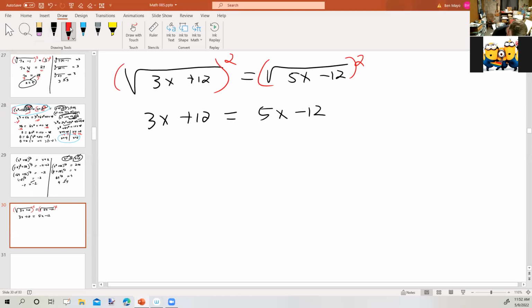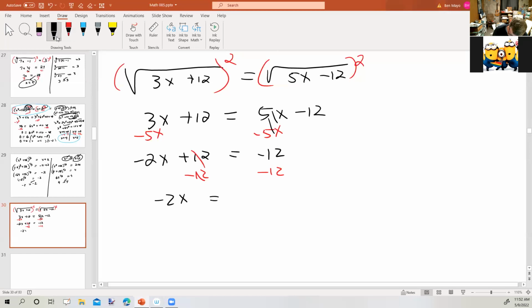I'll put all the x's on the left. So I'll subtract 5x from both sides of the equation. Negative 2x plus 12 equals negative 12. I'll subtract 12 from both sides of the equation. Negative 2x equals negative 24. Divide both sides by negative 2: x equals 12. Let's check our work there.